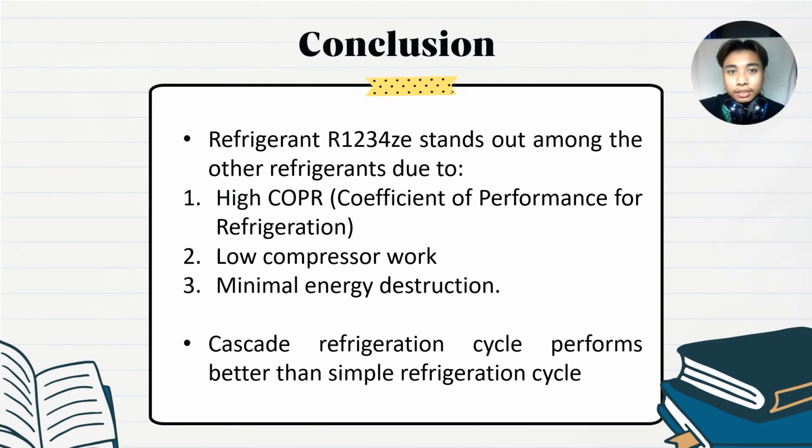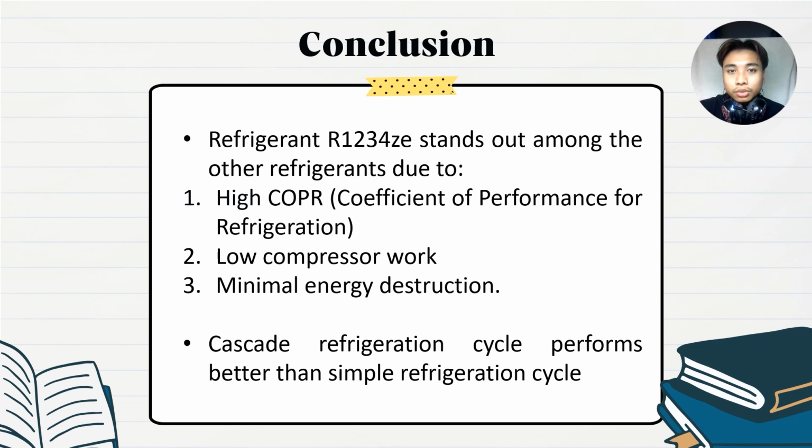Conclusion. This journal highlights two main findings regarding refrigerants and refrigerant cycles. The first finding is refrigerant R1234ZE stands out among the other refrigerants due to several reasons. First one, it has a high coefficient of performance for refrigeration, COPR, making it highly efficient. It requires low compressor work which reduces energy consumption. It results in minimal energy destruction, enhancing overall system efficiency.